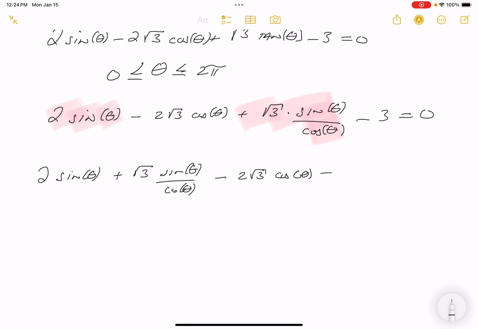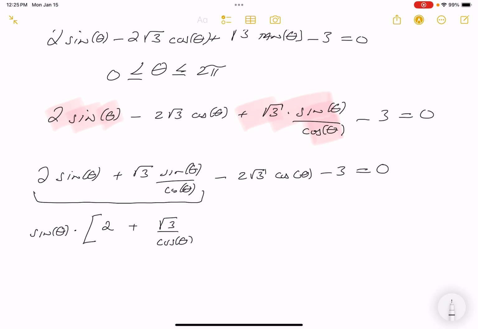But again, the assumption is that things will work. All right, you could write a problem that doesn't factor, by the way. Now, if I look at these first two terms, the only thing I really see common between those two terms is the sine of theta. So I'm going to factor that. You get sine theta times, well, I get a 2 there, and then I get plus root 3 over the cosine of theta.